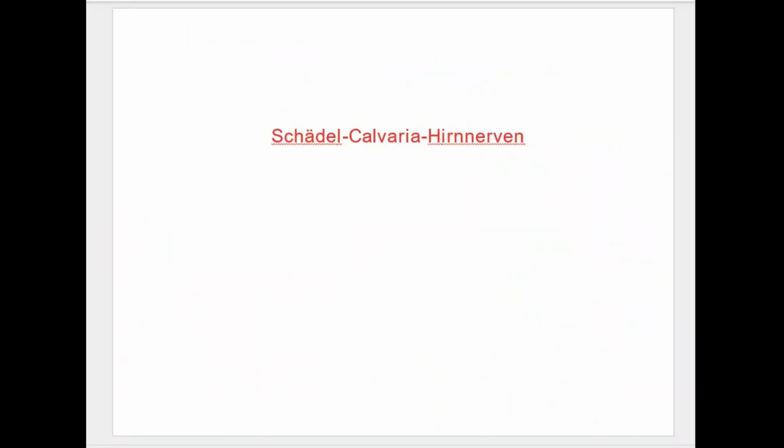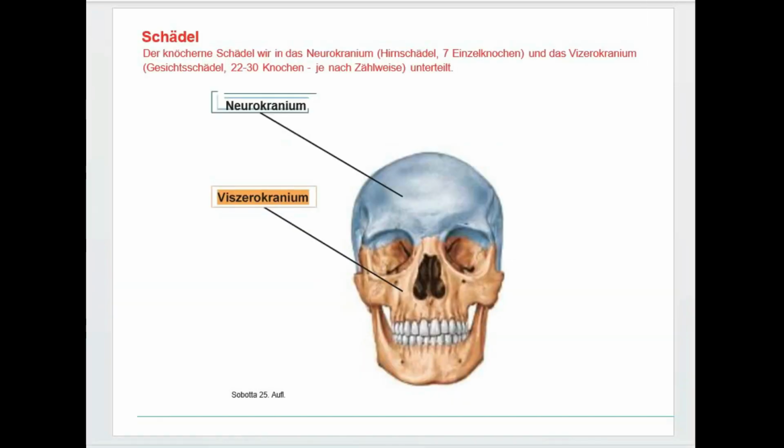Today we need to talk about the topic of the skull and calvaria. The skull consists of two main parts, the neurocranium and the viscerocranium. The neurocranium refers to the upper part of the skull that protects the brain. This provides protection for the central nervous system, especially the brain.